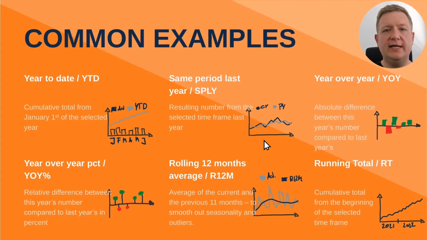Our third example takes this idea of comparing the previous year to the current year one step further. Instead of comparing the absolute numbers for each individual month and displaying them side by side within, for example, one visualization, we calculate the actual difference between the current year's metric and the previous year's metric for the same time frame. So you would display the difference, the change between last year as compared to this year. And this would give us what we call year over year, or the YOY.